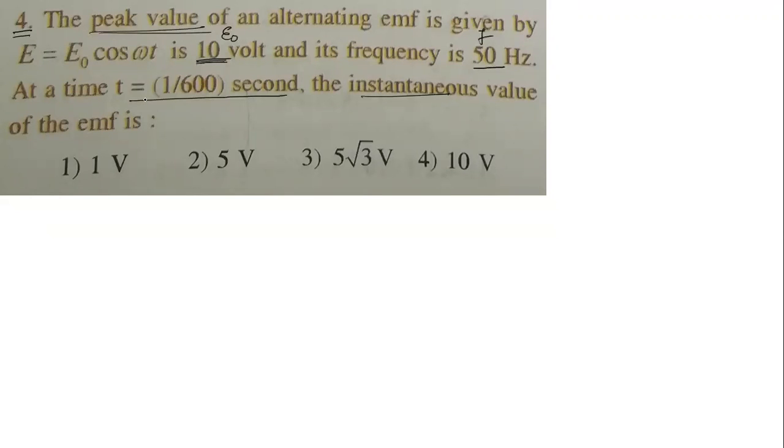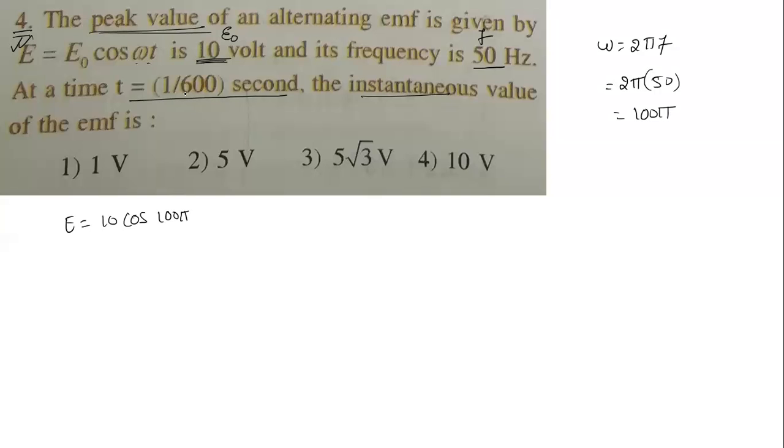This is the frequency, and the time is given. Use this relation now. This is the instantaneous value, right? The instantaneous EMF is given by the peak value, 10, into cos omega t. Omega is not given. What is the omega formula, students? 2 pi f. Yes or no? So 2 pi times the frequency of 50 hertz becomes 100 pi. I'm going to use 100 pi as omega.